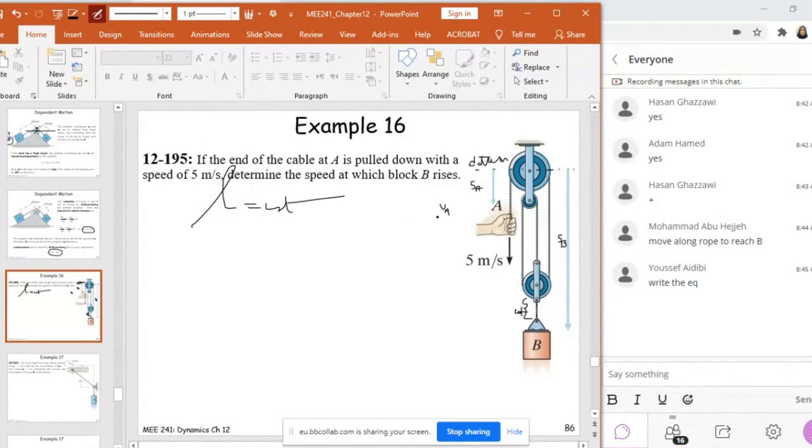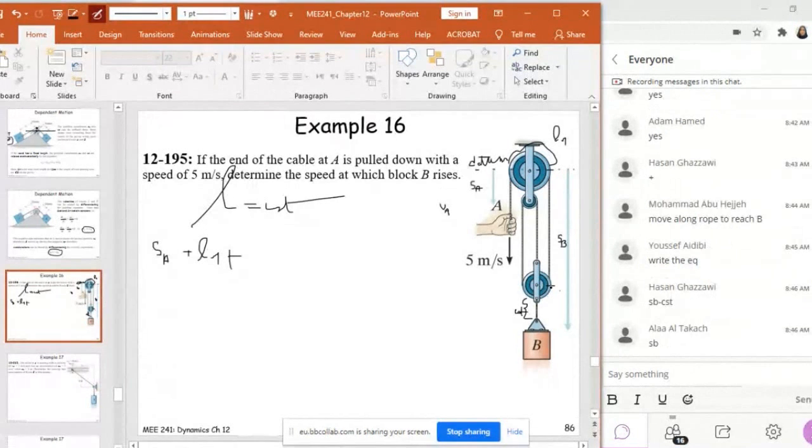Okay, now what is L? L in fact is SA plus, I'm going to call this L1, which is constant, plus L1, plus what is this length from this point to this point, which is the rope length here? What is this length, guys? From this point to this point, it is SB minus a certain constant that I'm going to call L2. All right? So this is L2, guys. It's constant.